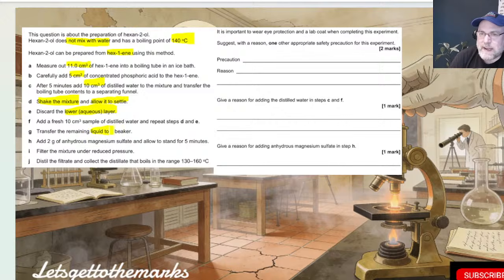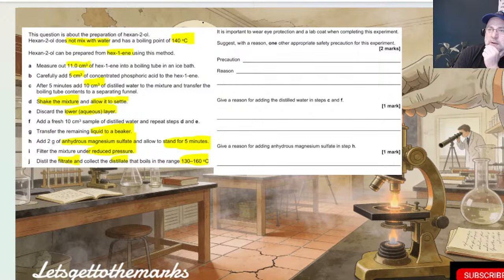Transfer the remaining liquid to a beaker. Add 2 grams of anhydrous magnesium sulfate and allow it to stand for 5 minutes. Filter the mixture under reduced pressure. You need to be able to draw the diagram for that. Distill the filtrate and collect the distillate that boils in the range of 130 to 160.